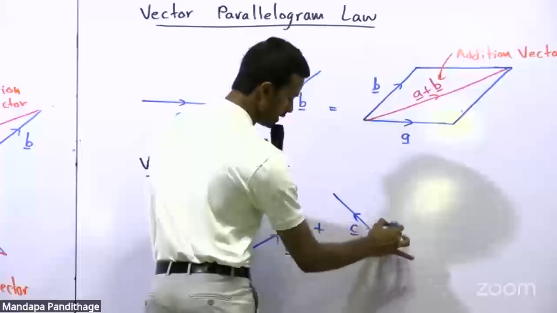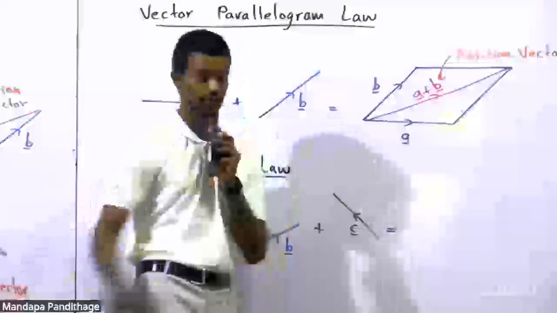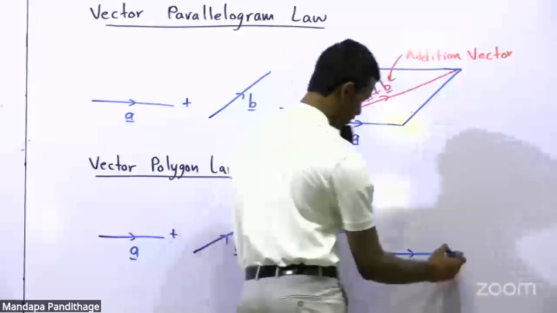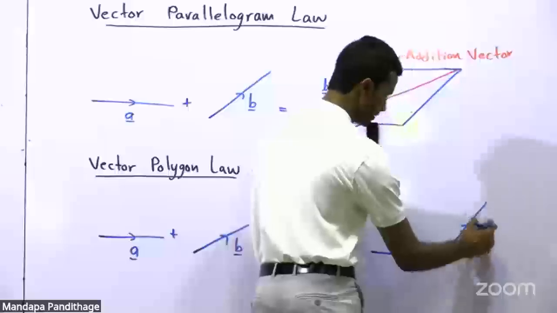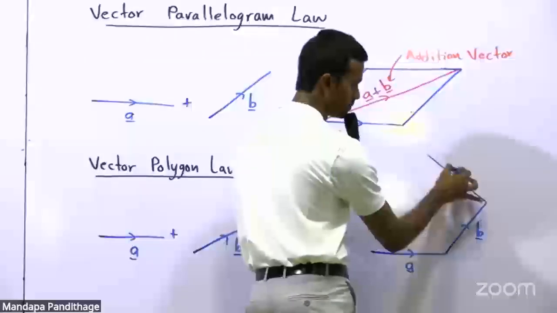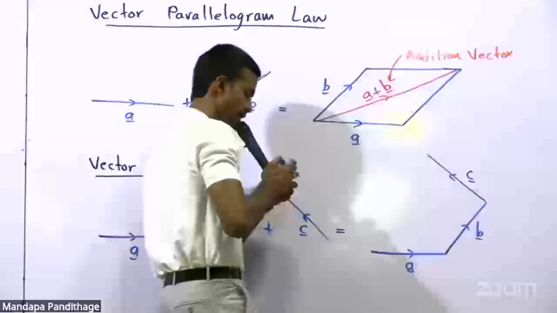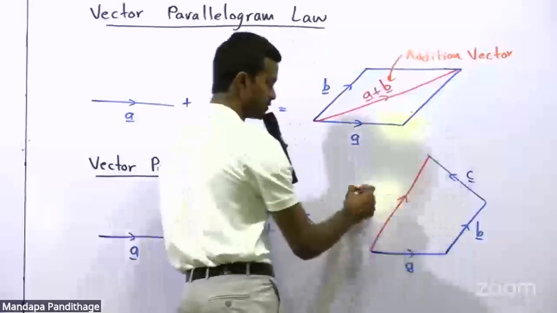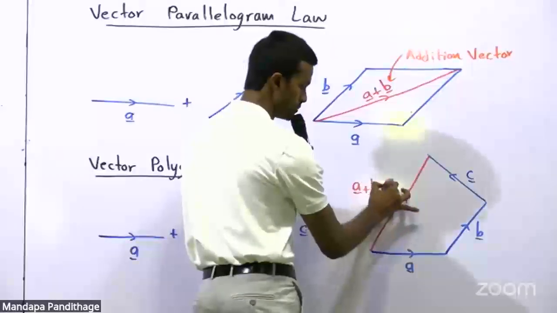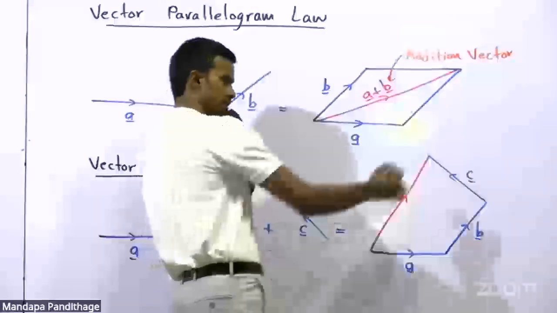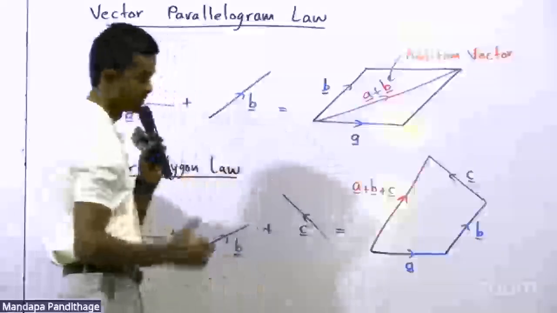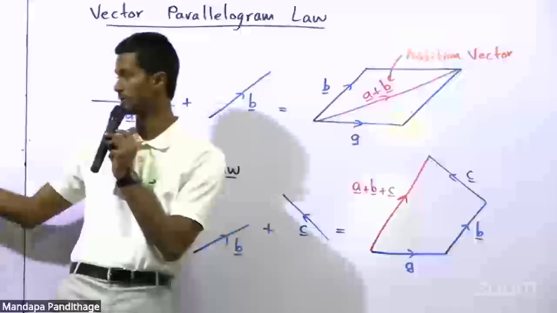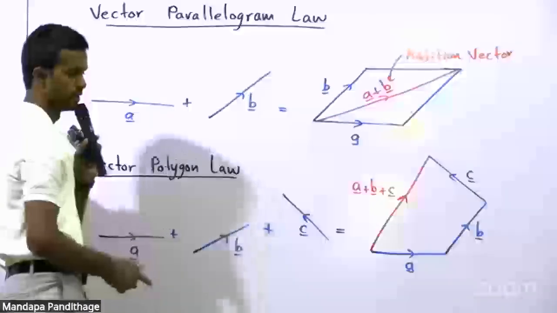So we will be repeating what I explained here. First draw vector A, and then from the point where you stopped, draw vector B. Repeat that from the point where you stop, draw vector C. And the vector connecting the starting point and the end point gives you the addition vector A plus B plus C. This is what happens in the polygon law, because even a triangle is a polygon. Triangle is the simplest polygon, with three sides. So the same thing will be happening here.